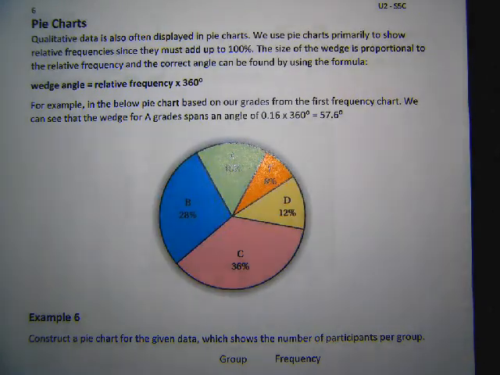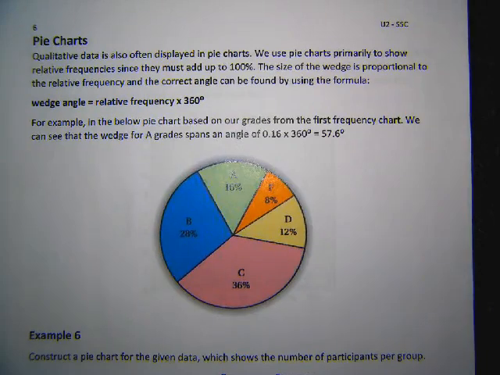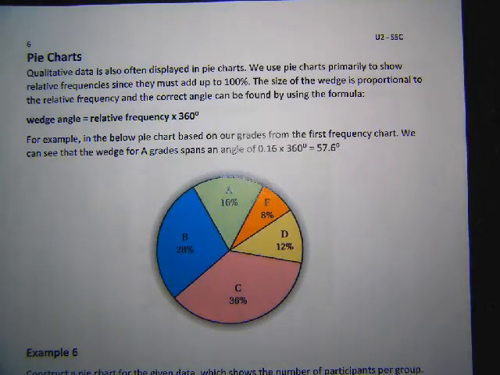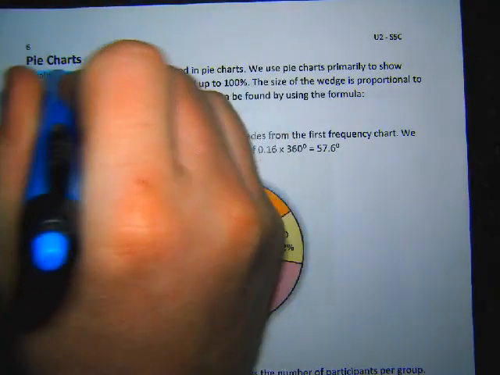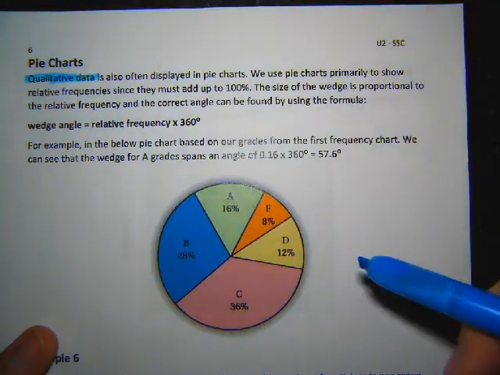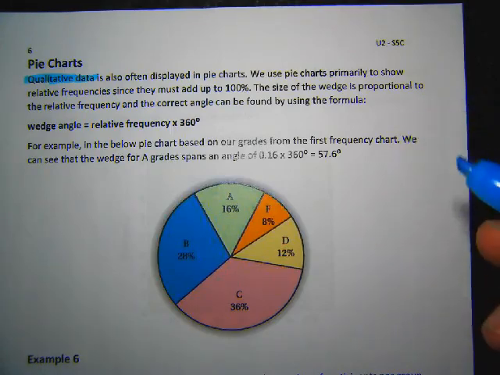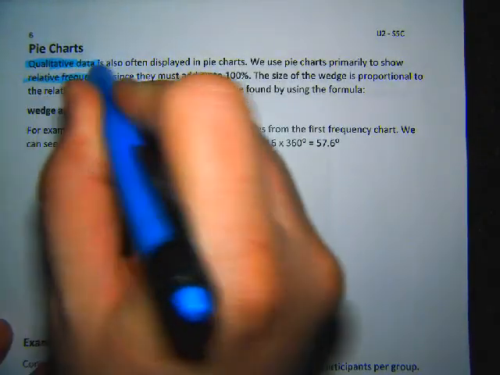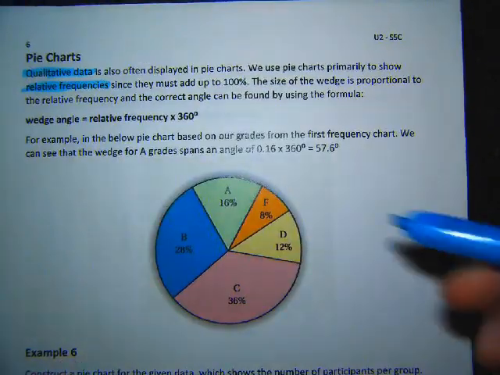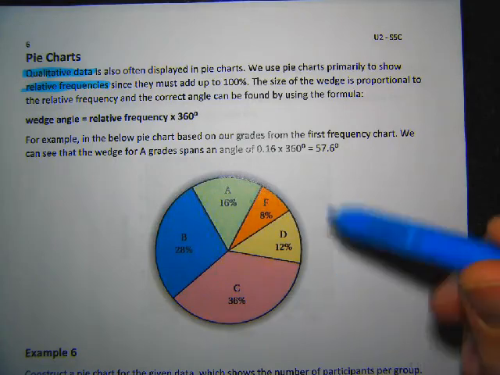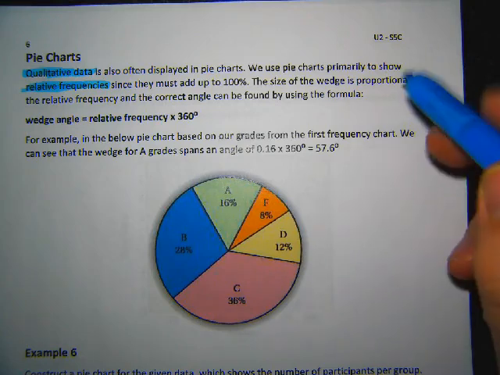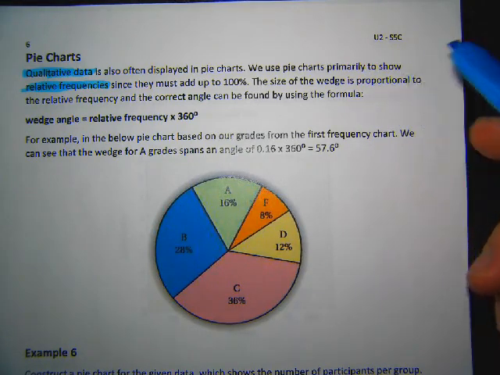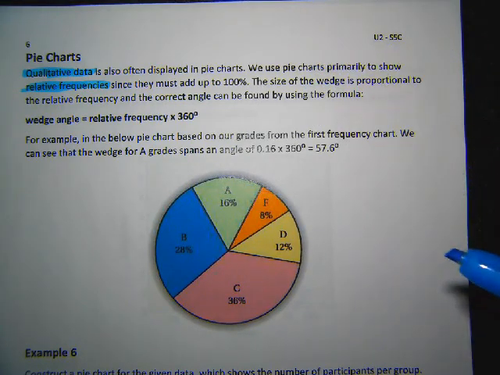Another type of chart we'll have is a pie chart. So pie charts also show qualitative data. So right here you can see qualitative data displayed in pie charts. We use pie charts primarily for relative frequencies. So notice that pie charts are almost always for relative frequencies. That's really what we ever want to show. They do add to 100%, giving you a whole pie as 100%. The size of a wedge is proportional to the relative frequency. So the bigger the relative frequency, the bigger the size of that wedge.